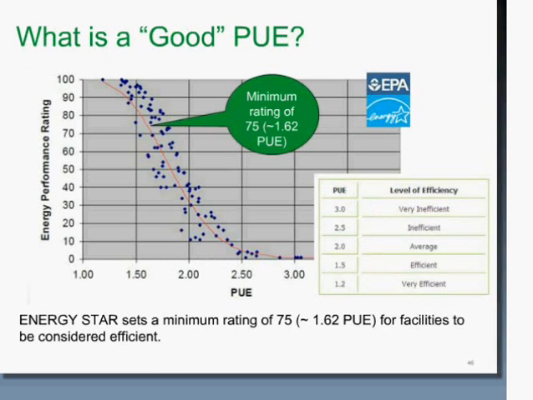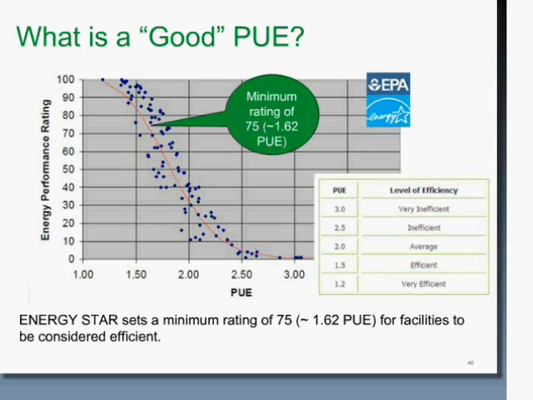So one of the things that we looked at, and got some other third-party information on, is what is a good PUE. According to the EPA and Energy Star, they set a minimum rating of 75, which is equivalent, however they turn their numbering system into PUE, to about a 1.62.